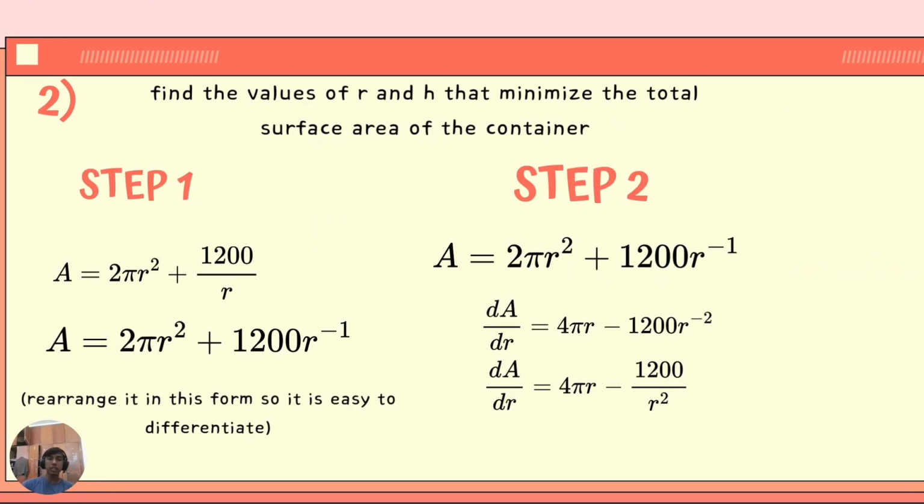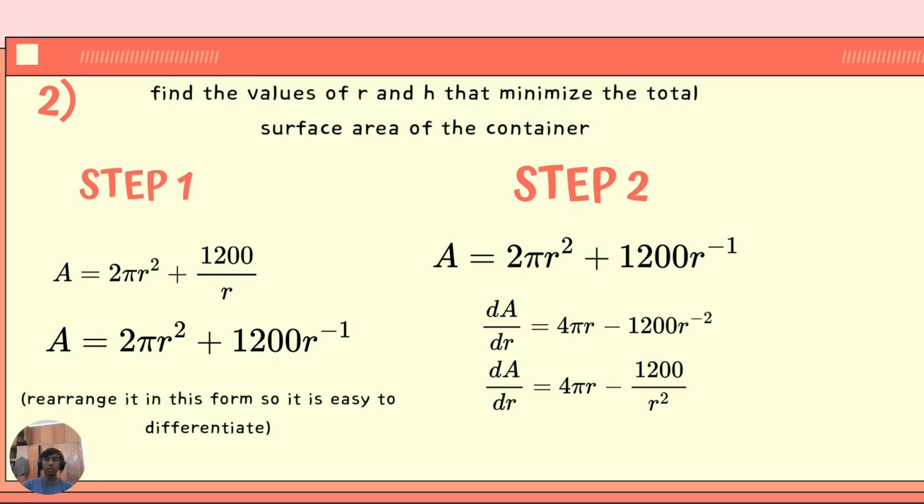Assalamualaikum, my name is Khairul and I will present question 2. For this problem, we are tasked with finding the values of r, the radius, and h, the height, that minimize the total surface area of a container. Let's go step by step to understand how to solve this optimization problem. The total surface area A is given by the equation A equals 2 pi r squared plus 1200 over r.